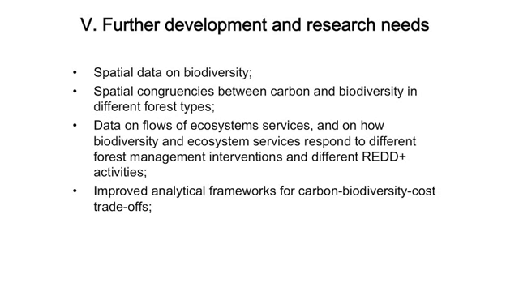Now, as I said, I want to use this opportunity to outline some of the development and research needs as we perceive them at the policy level. And one of those is that we need more spatial data on biodiversity, particularly spatial data on the congruencies between carbon and biodiversity, so carbon and biodiversity overlays in different forest types. We need more data on flows of ecosystem services and on how biodiversity and ecosystem services respond to different forest management regimes or to different REDD+ activities. We also need improved analytical frameworks for carbon biodiversity cost trade-offs. How do you deal with trade-offs for carbon and biodiversity?